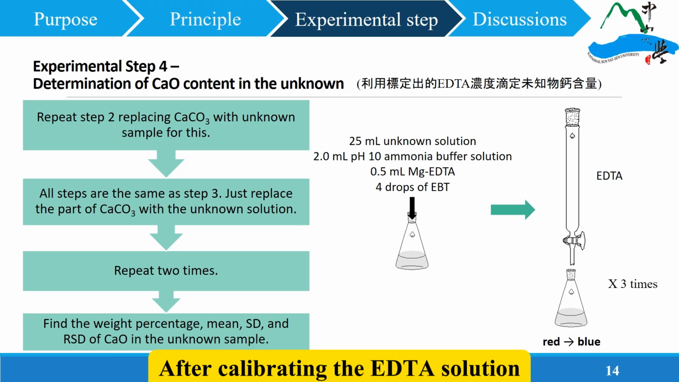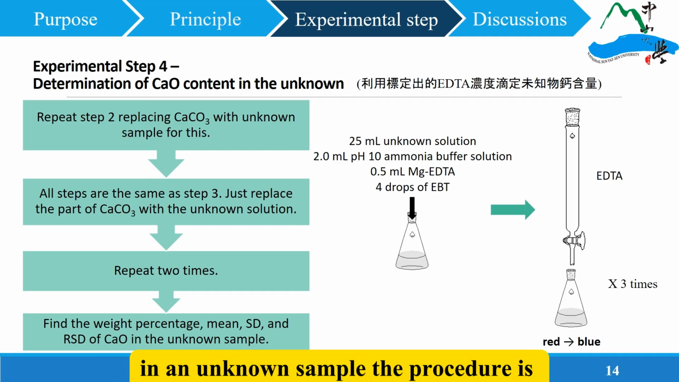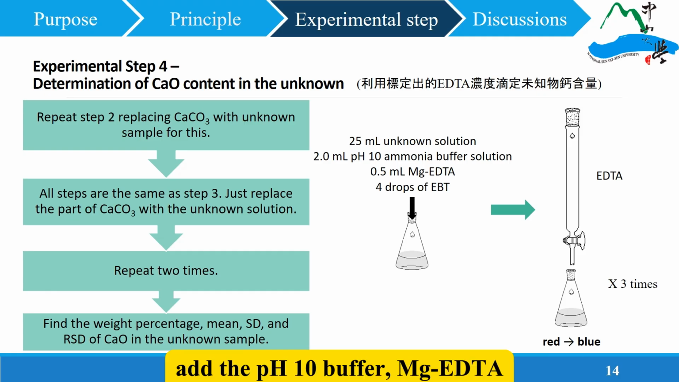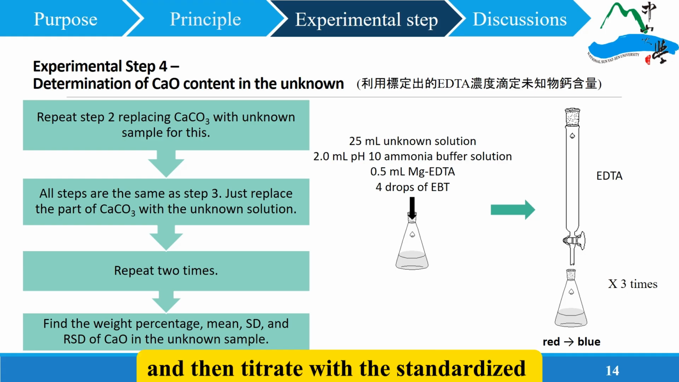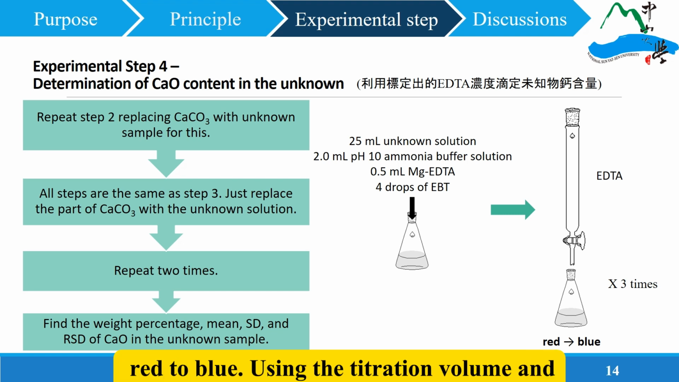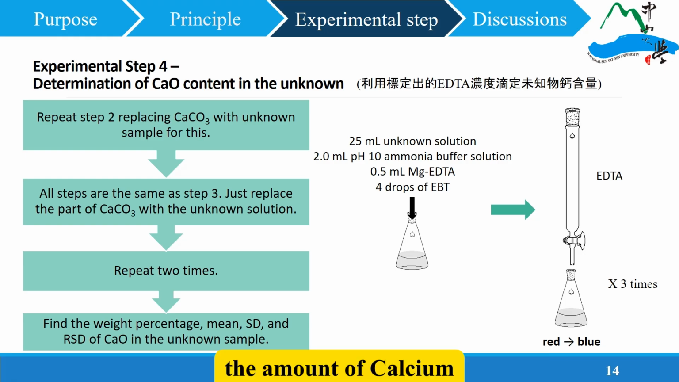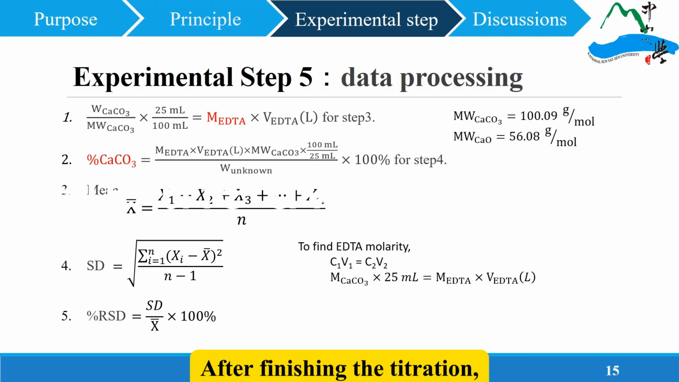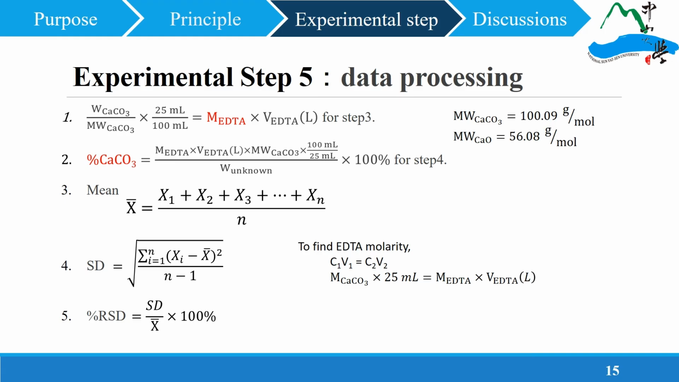After calibrating the EDTA solution, we proceed to determine the calcium content in an unknown sample. The procedure is almost the same. We take 25 milliliters of the unknown solution, add the pH 10 buffer, EDTA, and EBT indicator, and then titrate with the standardized EDTA solution until the color changes from red to blue. Using the titration volume and the concentration of EDTA, we can calculate the amount of calcium ions present in the unknown sample.